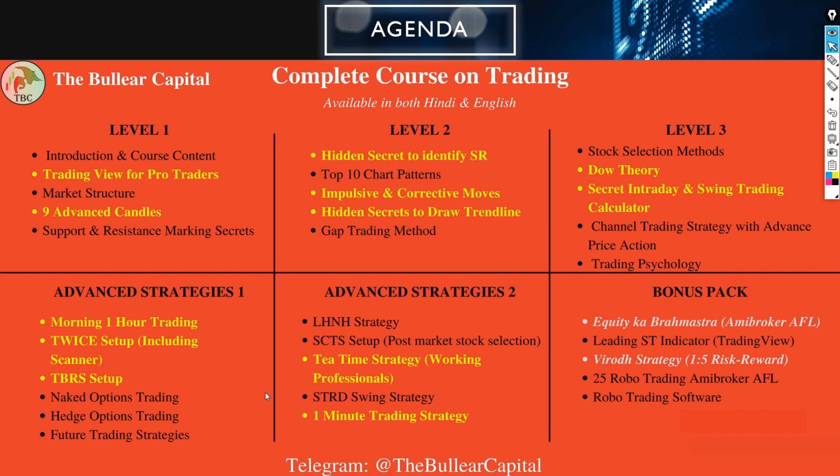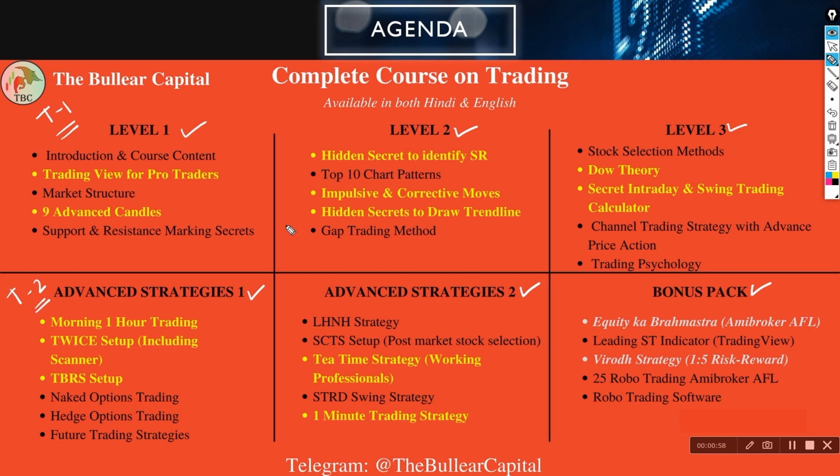Now, as you can see on your screen, we'll look into the agenda in detail. I want to make sure that you understand how this agenda works. In this first level that you can see, level 1, level 2 and level 3 are based on tier 1. I have just named it tier 1. Why? I will explain. And the second, that's advanced strategies 1, advanced strategies 2 and the bonus pack is under tier 2. Let's take a look into each of these sections or modules and understand what you will be learning.